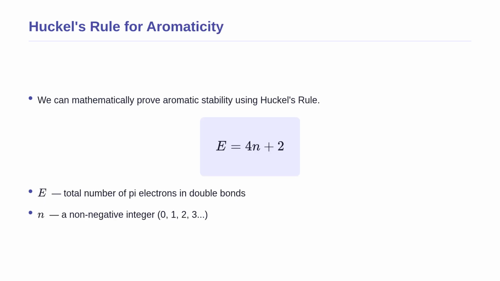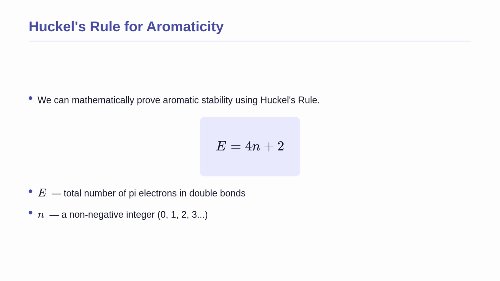This concept of stability leads us to a mathematical principle known as Huckel's rule. We can mathematically prove if a ring is aromatic using the formula E = 4n + 2. Conceptually, this formula determines if the electron cloud is perfectly balanced. Here, E represents the total number of pi electrons, which are the specific electrons participating in the double bonds of the ring. The symbol n represents a non-negative integer, like 0, 1, or 2.